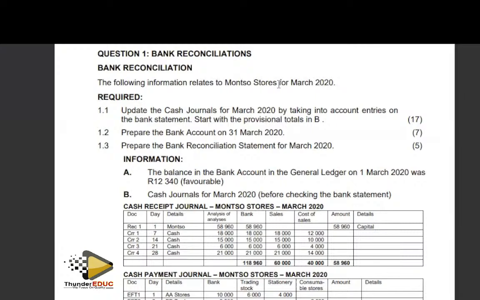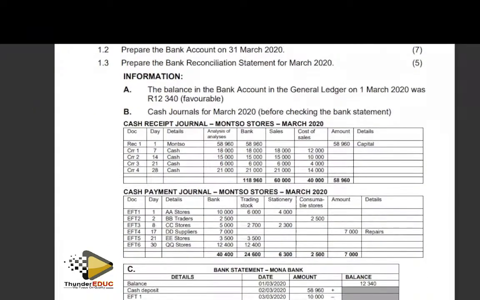If you look at this, remember in accounting we first look at the required. 1.1: update the cash journals for March 2020 by taking into account entries on the bank statement, starting with the provisional totals in B. Then in 1.2: prepare the bank account on 31st March 2020. Also prepare the bank reconciliation statement for March 2020. Thank you.